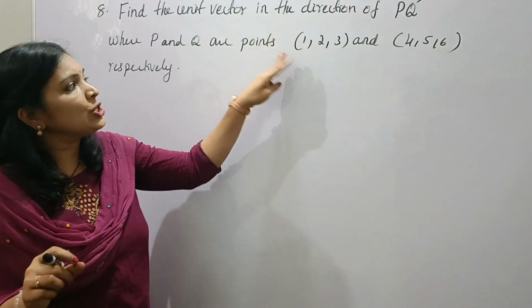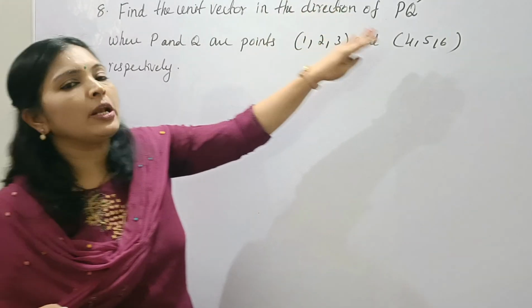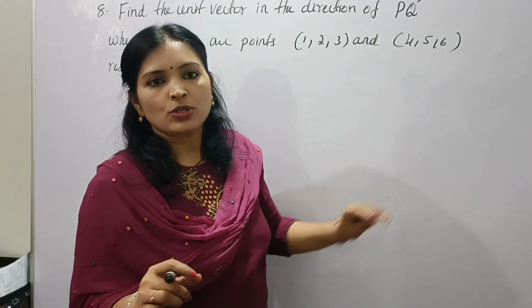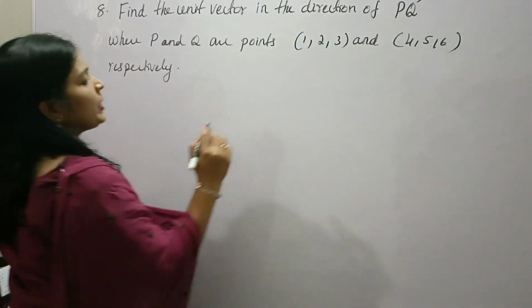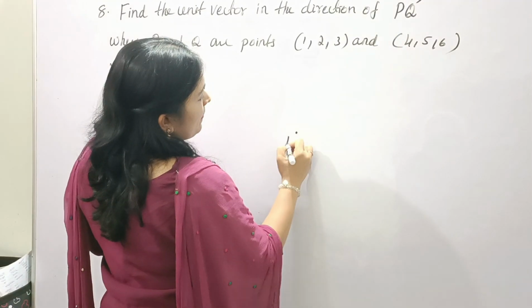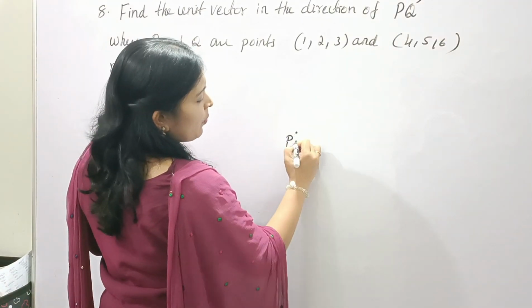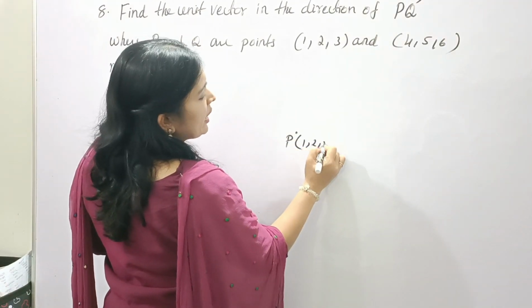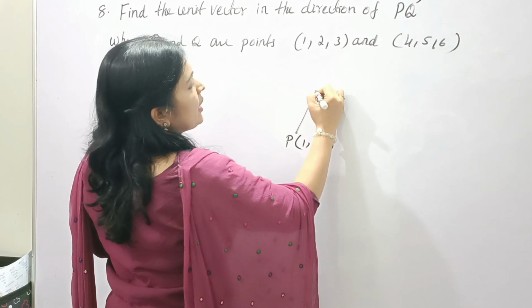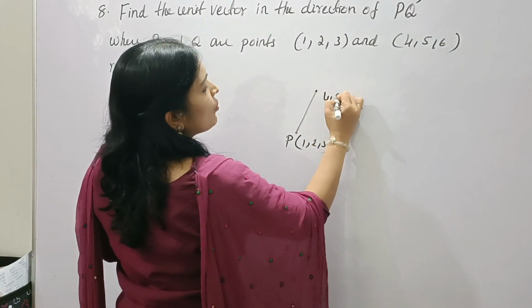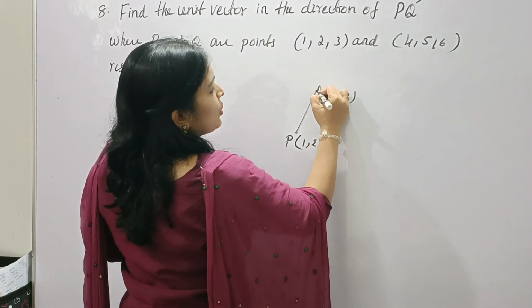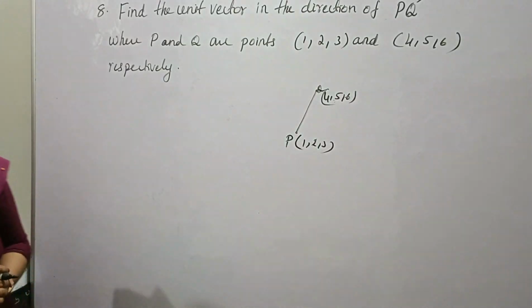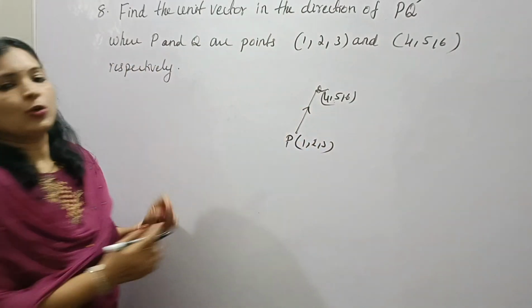It is given that the initial point is (1, 2, 3) and the final point is (4, 5, 6). So here we can find vector PQ. Let's take P as the initial point P(1, 2, 3) and the terminal point Q(4, 5, 6). It is vector PQ.